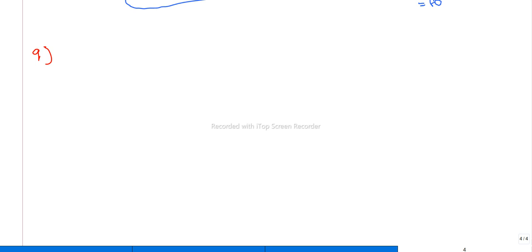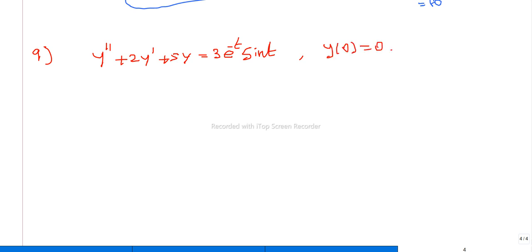Suppose we have a second order differential equation y double dash plus 2 times y dash plus 5y equal to 3 times e power minus t into sin t. Here the independent variable is t. With the initial condition y of 0 is 0. And because this is a second order differential equation, we need one more initial condition: the derivative y dash of 0 should be 3. Now what is the solution y of t?